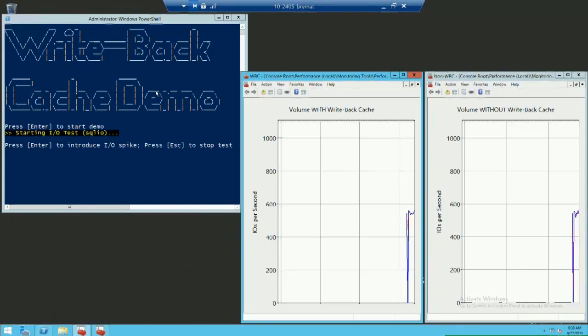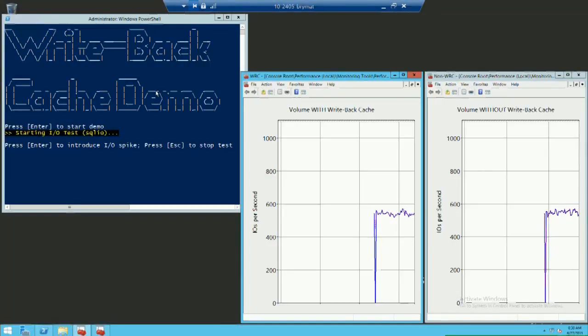I have two perfmon windows open, and I have workloads running in the background on two volumes. One volume is with a write-back cache, one volume is without. And it's the same workload parameters. It's basically just SQL I/O. Okay? And that's indicated by my blue line. So my blue line on both graphs are giving me about 550 IOs per second. Superimposed with this blue line is a dotted red line. This dotted red line indicates the total IOs per second being serviced by that volume.